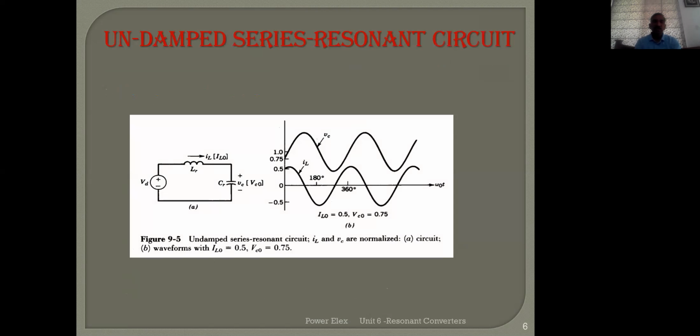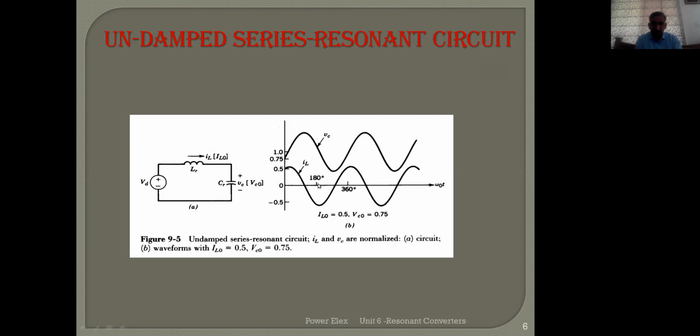The condition of resonance is that this impedance and this impedance have to match. So let's have a simple circuit: a voltage source, an inductor, and a capacitor. Then, if I plot the steady state characteristics, these are the capacitor voltages, and these are the inductor currents. This is an undamped circuit, where I considered 50% of load current and capacitor voltage up to 75%.